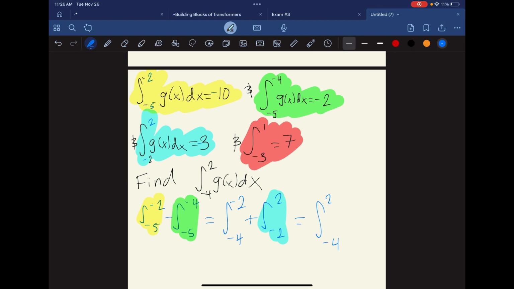So this would be, all right, -5 to -2 is -10, minus -4 to -5 is -2, so that would be a double negative, so that would be a +2. So, all right, we've got -8, and now we add -3 to that, so plus a -3, would be negative 11. So our answer would be negative 11.